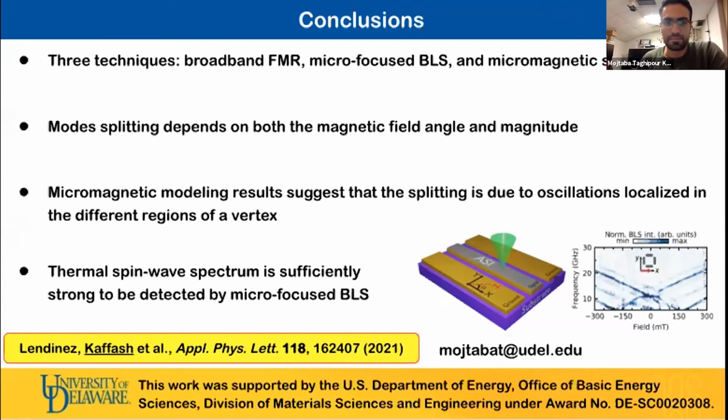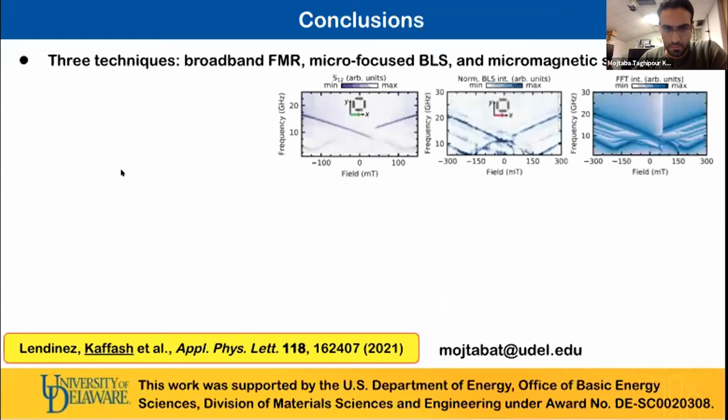So you showed the results from broadband FMR, BLS, and micromagnetic simulation. BLS and micromagnetic simulation show many branches, many different modes present. Why do you think broadband FMR doesn't capture those?